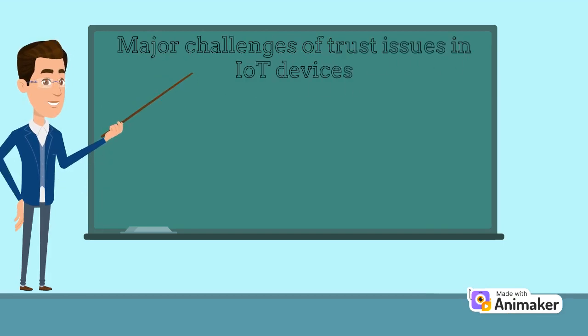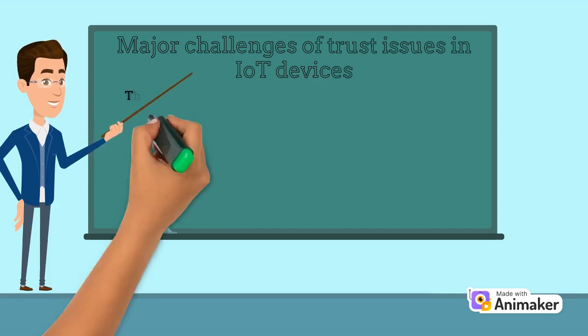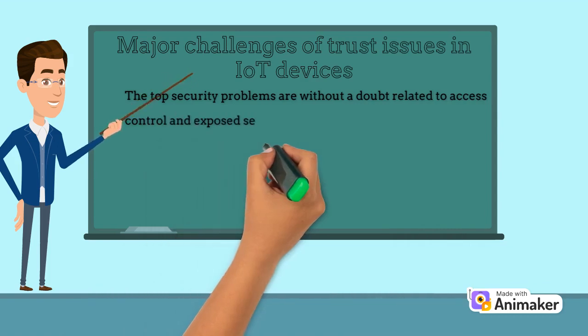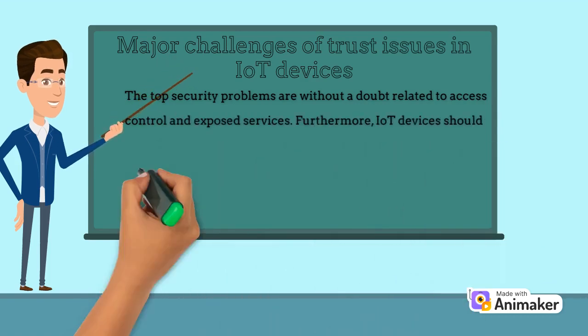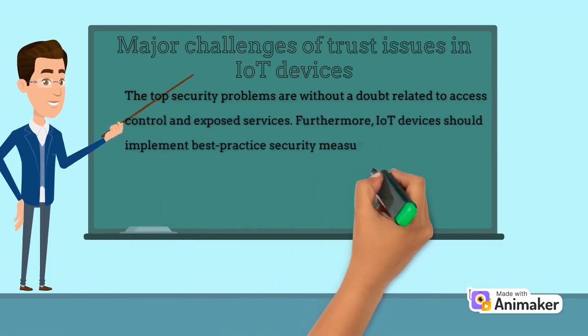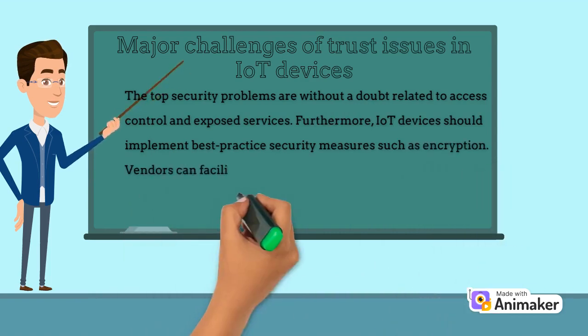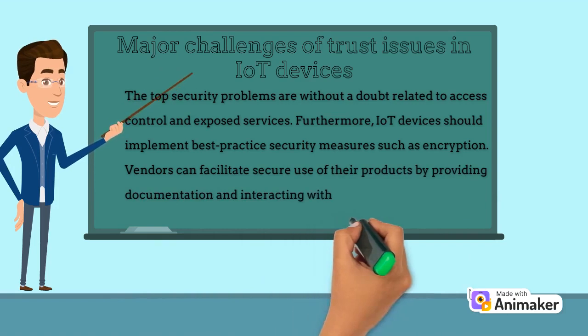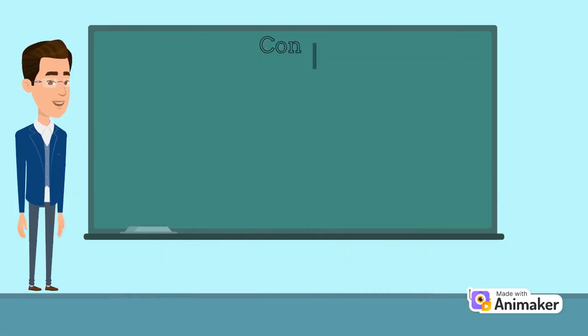Major challenges of trust issues in IoT devices. The top security problems are without a doubt related to access control and exposed services. Furthermore, IoT devices should implement best practice security measures such as encryption. Vendors can facilitate secure use of their products by providing documentation and interacting with users and security professionals.